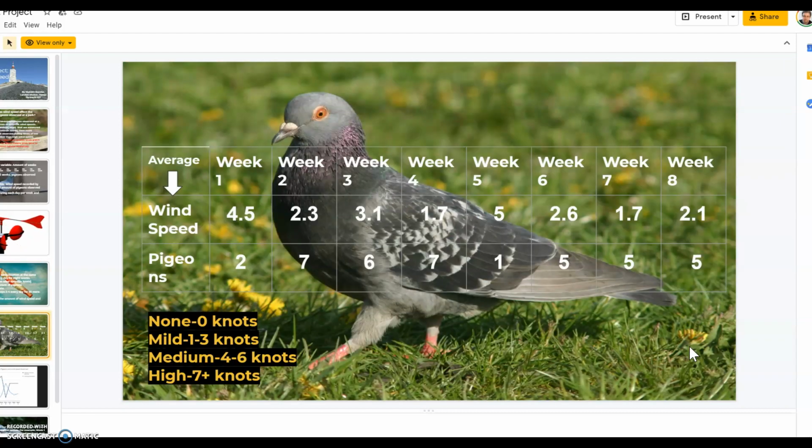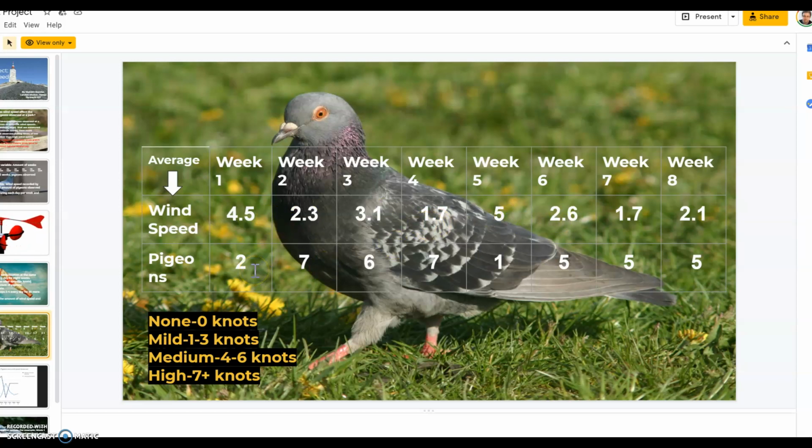Okay, so let's see. This is their data table. Their wind speed looks to be anywhere from 4.5 knots, probably down to, the high over here is 5. So they're looking at anywhere from 1 to 1.7 to about 5 knots.